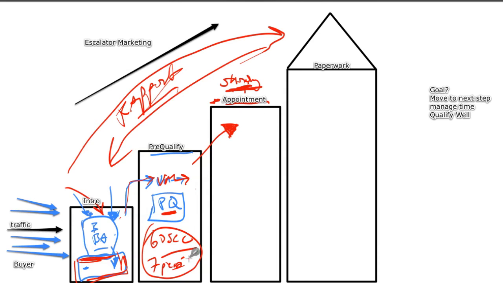So with the folks that pass through the 60-second pre-qualification script, you're going to set an appointment. And you're going to set your appointments staggered at about 5 to 10 minutes each.